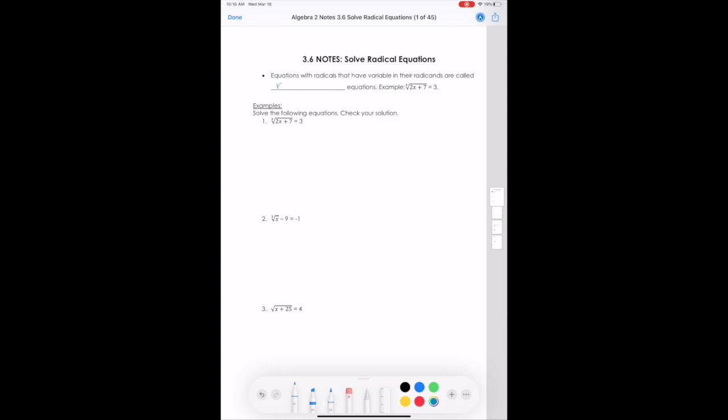Okie dokie, Algebra 2 class. We are doing solving radical equations. That is the first blank: radical. Equations with radicals that have a variable are called radical equations. We are going to solve that first one.